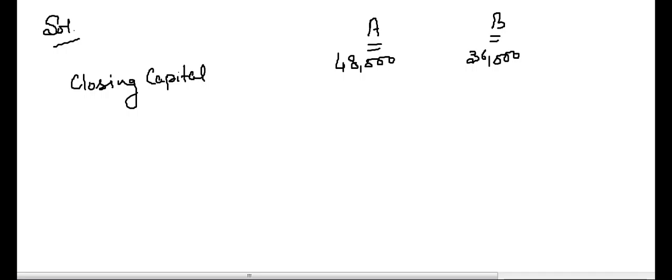Next, whatever items we have subtracted from the opening capital, we add back in the closing capital. Drawings we must have subtracted, so we'll add back drawings in the closing capital. We are doing nothing but a reverse calculation. Whatever is subtracted, add back. Whatever is added, subtract that.